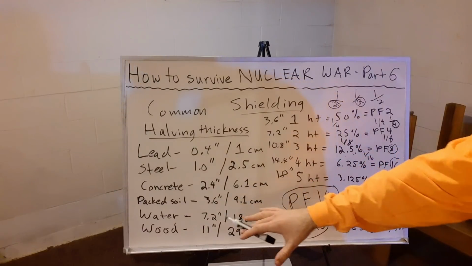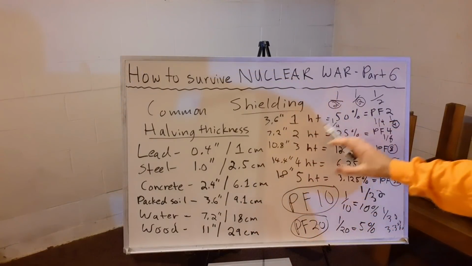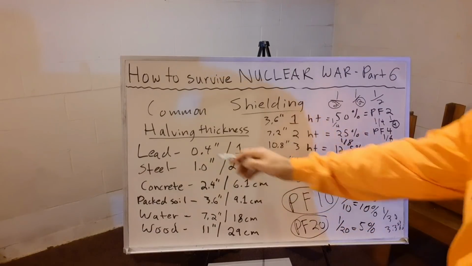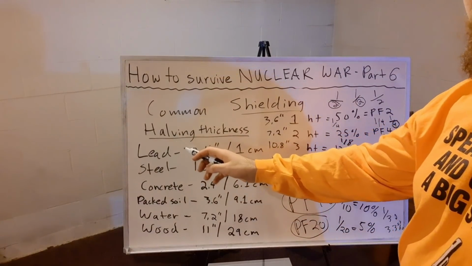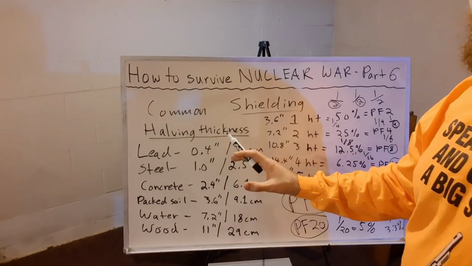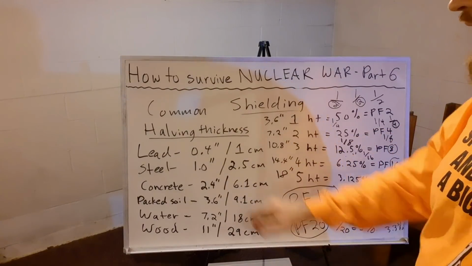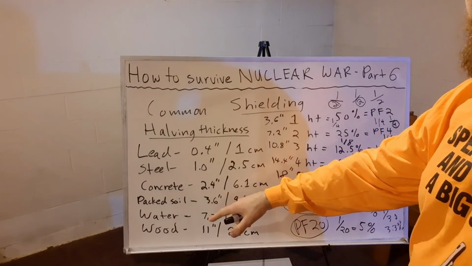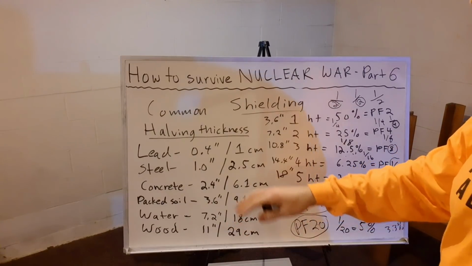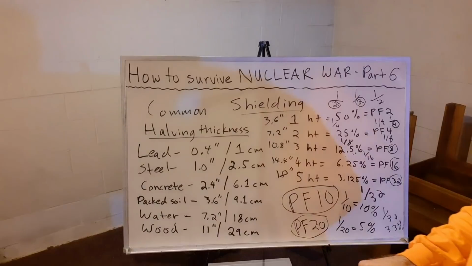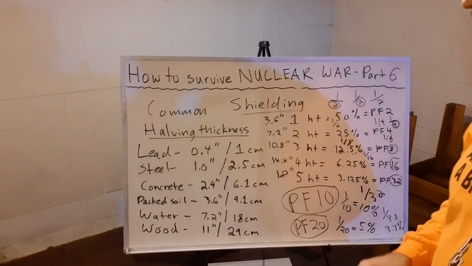That's what halving thicknesses are. Okay, just make sure you understand these things. You don't have to memorize these numbers. It would be very smart for you to print out the halving thicknesses that I mentioned here on a piece of paper and laminate them and put them in a safe location so you have a reference.